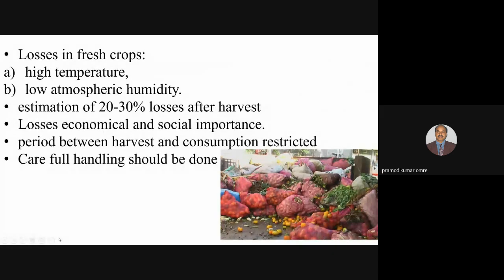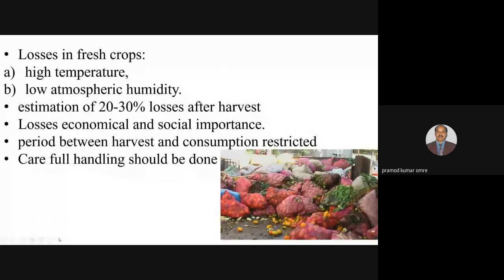So here, my suggestion is that we have to train the labor, because we are giving the input in terms of money, in terms of labor, in terms of time. We are giving so much input for producing the crop, but because of carelessness of labor, we are facing the problem. So it is a very important point for everyone.